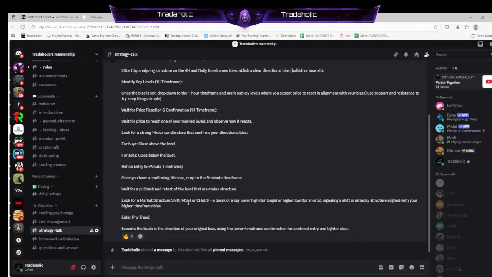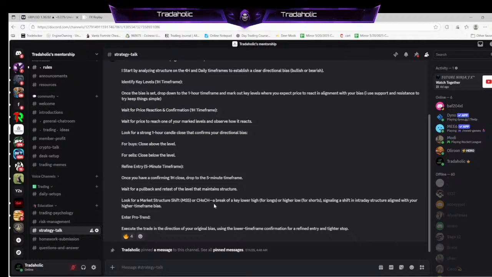I like to look for a market structure shift, or an MSS, or a CHOCH, depending on your level of understanding. CHOCH is just a change of character. A lot of ICT traders say it like this. I don't say it like this. I say MSS, meaning a market structure shift.